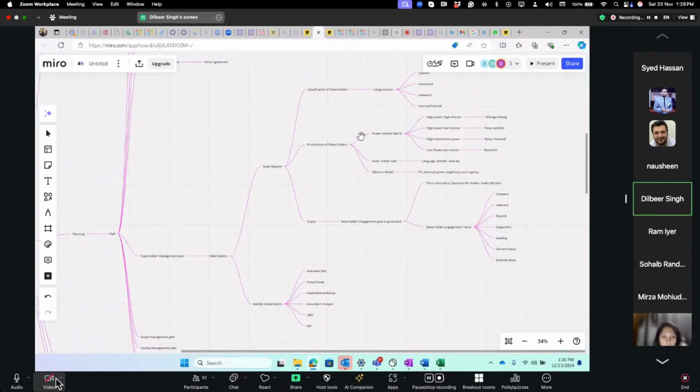What is the output of the stakeholder register? The stakeholder engagement plan is generated. This is going to be sent to our sponsors for review or to make a decision. The stakeholder engagement matrix will also help us to know what position the stakeholders are on. In the engagement matrix, they are unaware, resistant, neutral, supportive, leading, with current status and desired status.